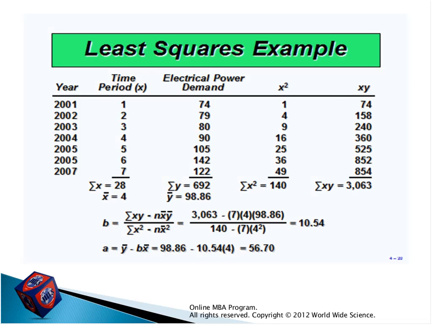To make it easier to use this formula, we can allocate 1 to 7 to each year. For example, for year 2001, we allocate number 1. 2002, allocate 2. 2003, 3. We do it for all of the forecasting that we want to use this method. The method is the same.